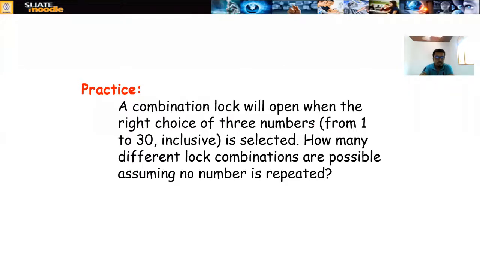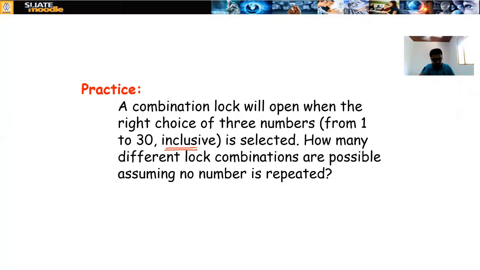A combination lock will open when the right choice of 3 numbers from 1 to 30 inclusive is made. What do you mean by inclusive? Including number 1 and 30. How many different lock combinations are possible assuming no number is repeated?